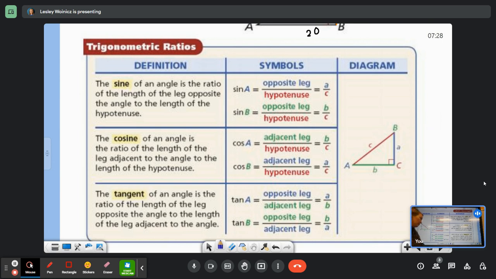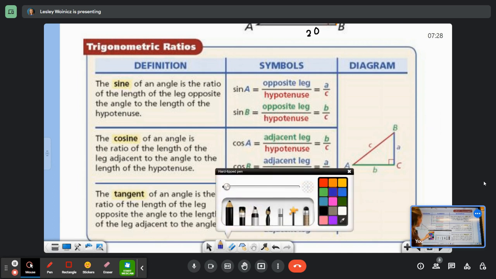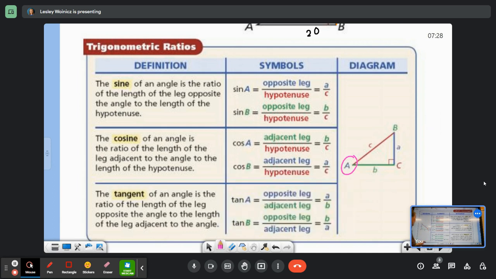Now the tangent is defined as the opposite over the adjacent. If I look back at angle A, its opposite is side a, and its adjacent is side b. And it's the reverse for angle B: the opposite is side b, and the adjacent is side a. So these just define the ratios.